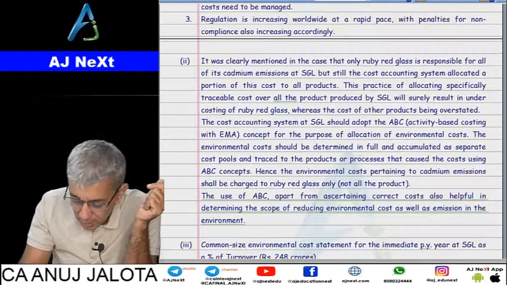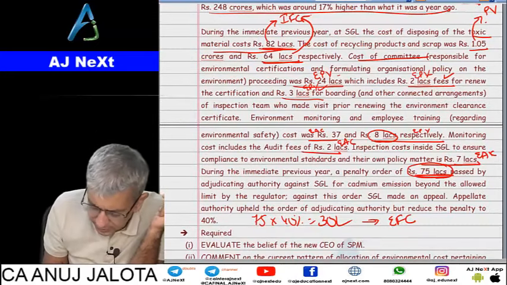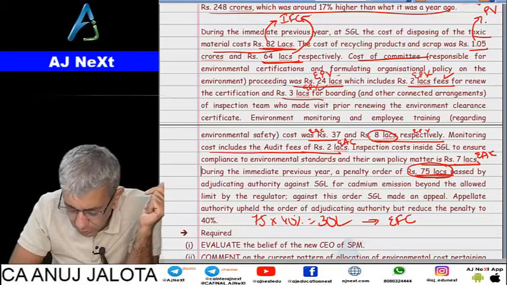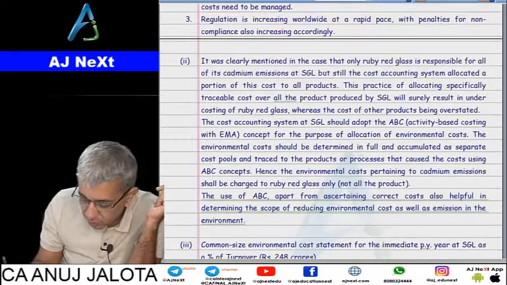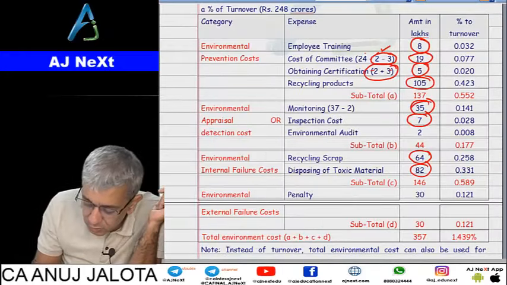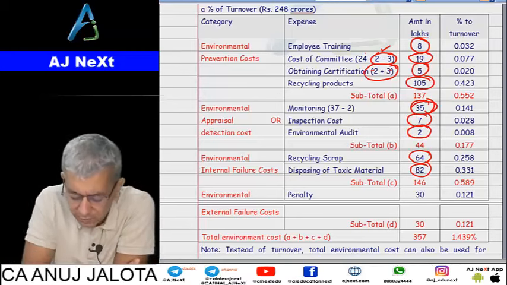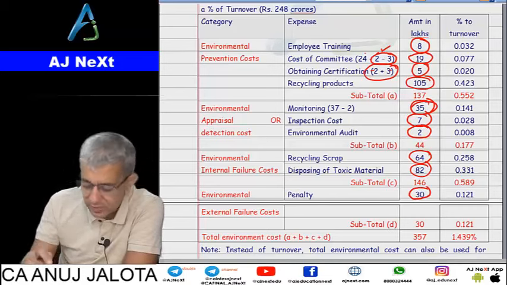Okay. Apart from that, there was some audit cost also. Yes, monitoring cost includes that audit cost of 2 lakhs. So I think this 35 lakhs must have been broken up into two parts with us. One was the 35 lakhs and the other was the environmental audit fees. Okay. The last thing, I guess, was a penalty cost that was there. With that, it is all over.